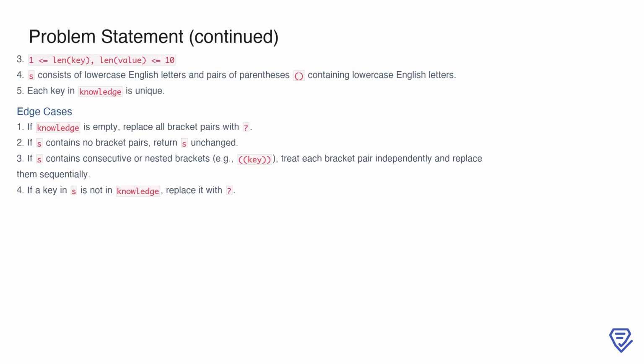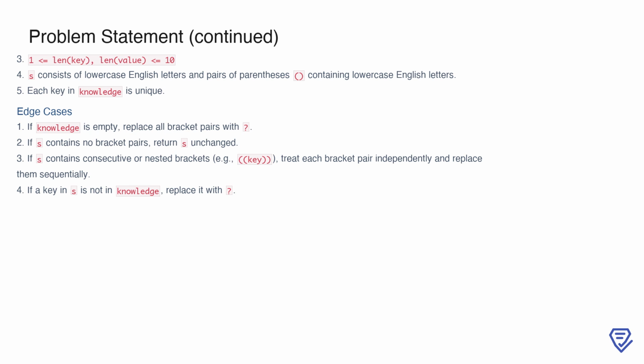Finally, let's discuss the constraints and some edge cases you may encounter. The string s can be very large, up to 100,000 characters, and so can the knowledge list, which can have up to 100,000 key-value pairs. Each key and value in knowledge will always be a string of lowercase English letters, with lengths between 1 and 10. The string s itself consists of lowercase English letters and valid bracket pairs.